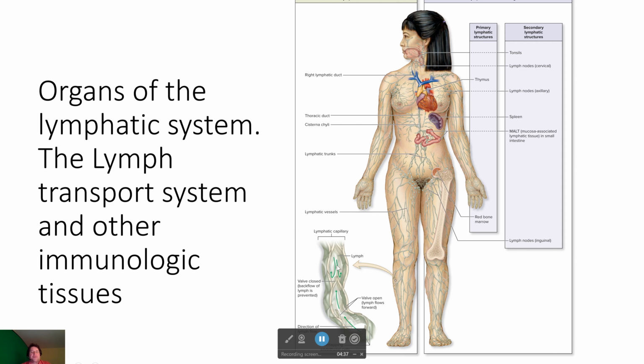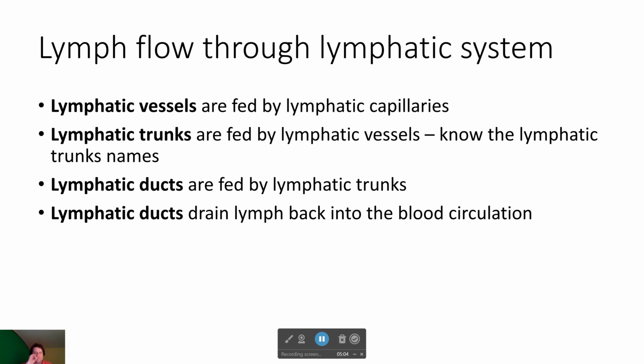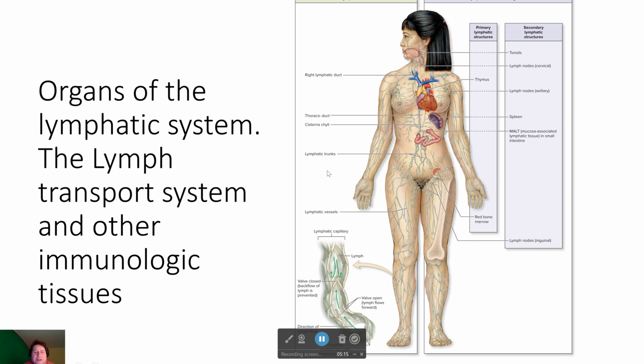So the lymphatic system goes from the capillaries, which we just saw, to vessels, to trunks, to ducts. This green here is that flow. So it gets picked up in various parts of the body, wherever the capillary beds are, and then it flows through this system, the lymphatic system, these vessels, ducts and trunks. So the lymphatic vessels are fed by capillaries, and lymphatic trunks are fed by lymphatic vessels. Know what the trunk names are. We did some of this here, lymphatic trunks.